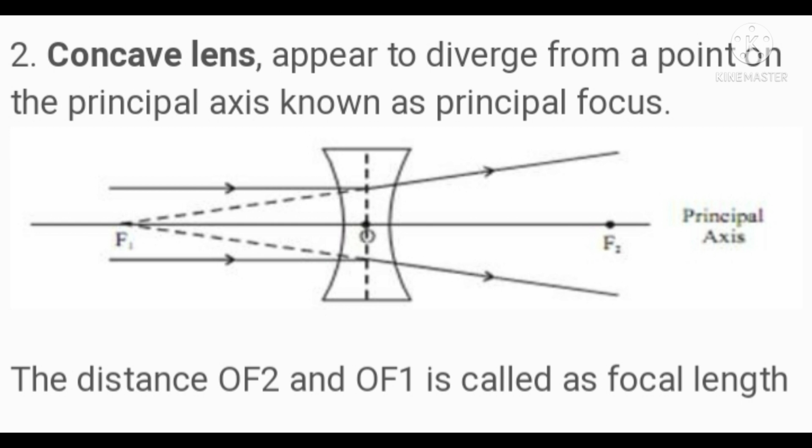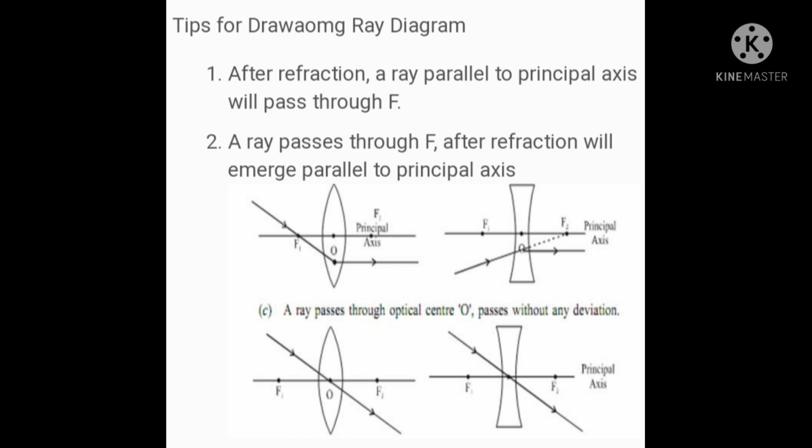Now next what you have to remember, tips for drawing ray diagrams. This we have to do with the ray diagram. Okay, now in ray diagrams you have to remember, number 1, after refraction a ray parallel to principal axis will pass through F. If you pass a ray of light in a clear lens, what happens? After refraction, that ray of light parallel to the principal axis will pass through F, the focus.